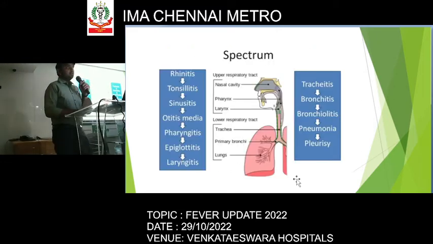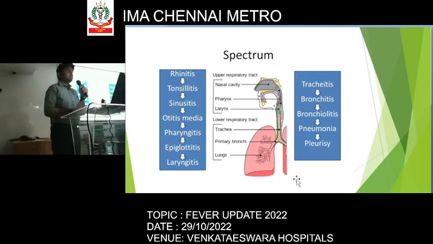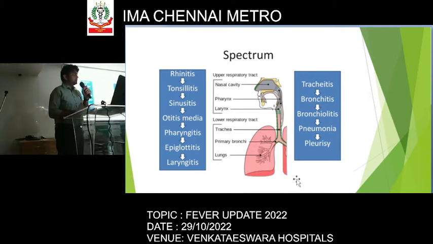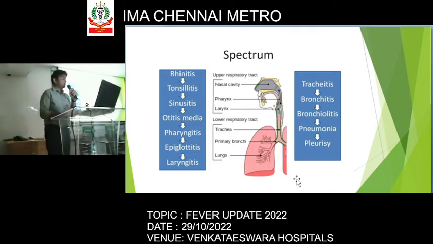The upper respiratory tract and lower respiratory tract are divided at the level of the larynx. Any infection at and above the level of the larynx is called an upper respiratory tract infection, and anything below the level of the larynx, involving the trachea, bronchi, parenchyma, and pleura, is called a lower respiratory tract infection. The spectrum ranges from rhinitis, tonsillitis, sinusitis, otitis media, pharyngitis, epiglottitis, and laryngitis in upper respiratory tract infection. In lower respiratory infection, it ranges from tracheitis, bronchitis, bronchiolitis, and pneumonia to pleurisy.